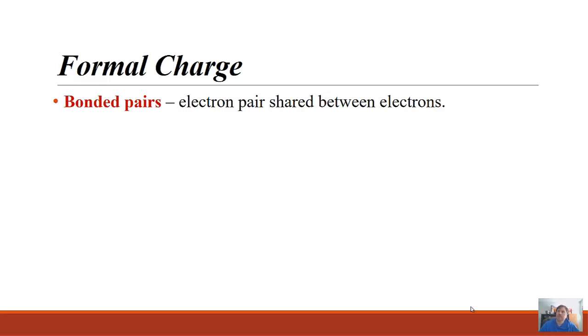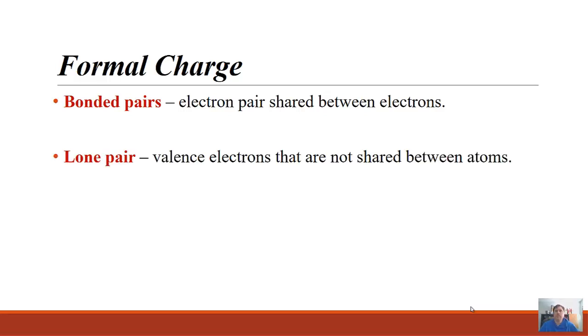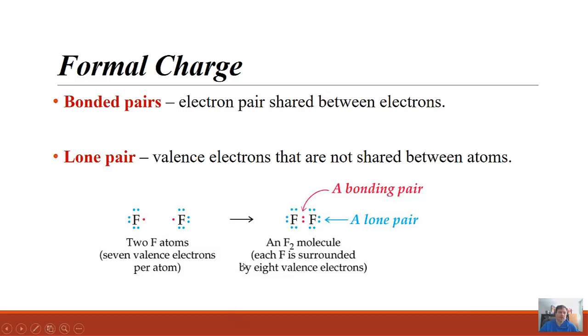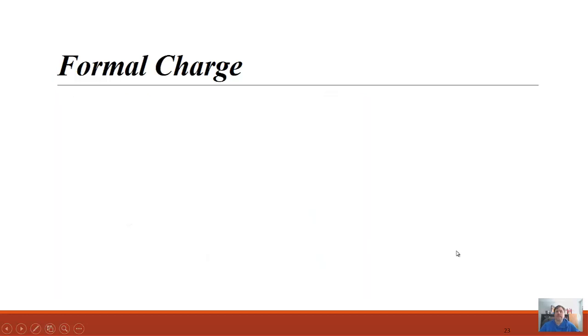We represent those as a line. Lone pairs are valence electrons that aren't bonded. They're not shared between atoms. So if we look at the fluorine example here, we have a bonded pair. That's going to be shared between them, but these electrons on the outside are going to belong strictly to whatever atom they belong to.